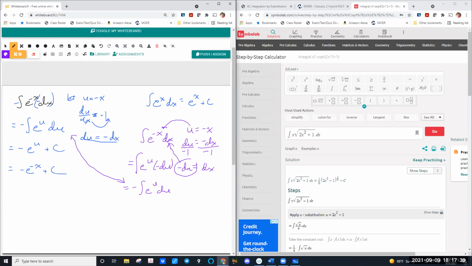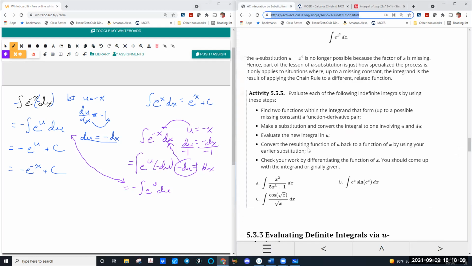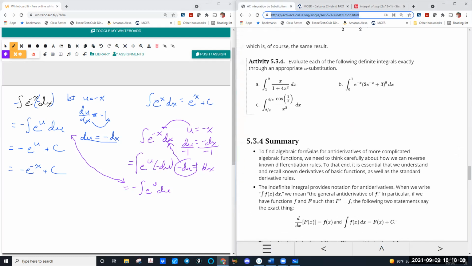If you could just do one or two worked examples. Okay, do you have any in particular? I'm trying to find the one I want you to do. 5.3.4b, this one right here. All right, let's take a look.